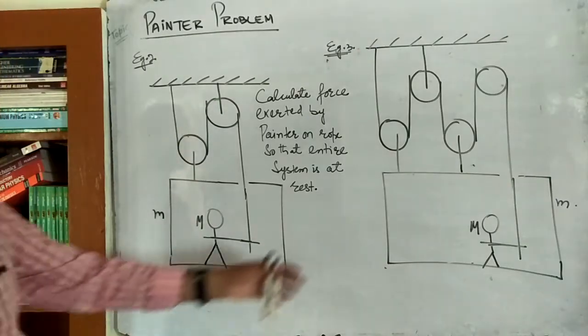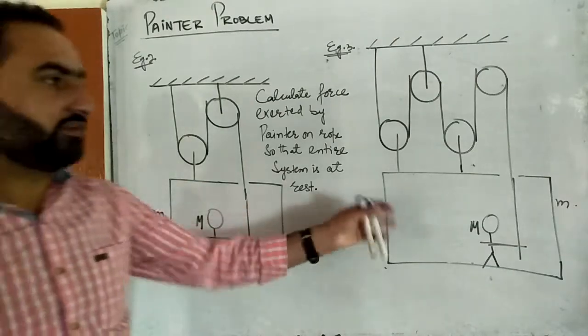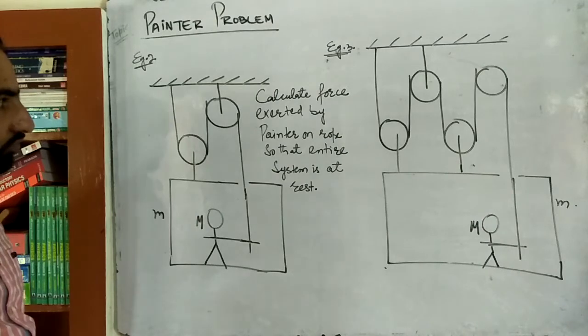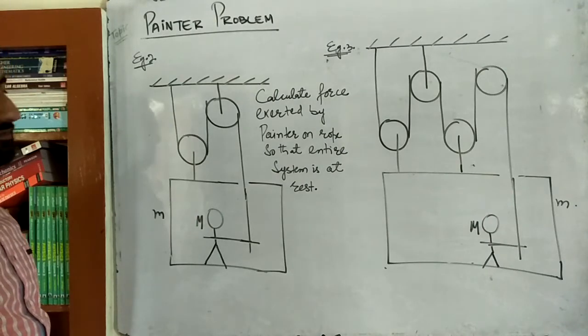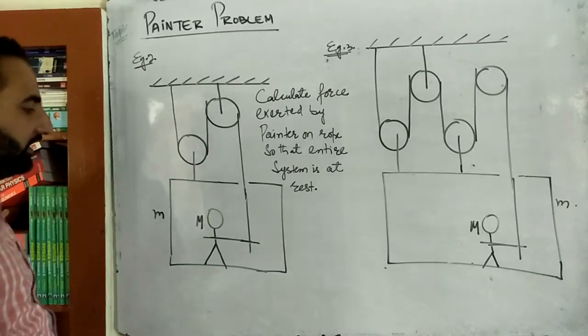This one is a pulley system, another one here. This is a man plus elevator system. The question is simple: calculate the force exerted by the man on the rope so that the entire system is at rest. Simple. You can also calculate normal reaction as well. There is no problem in that. Now pay attention.